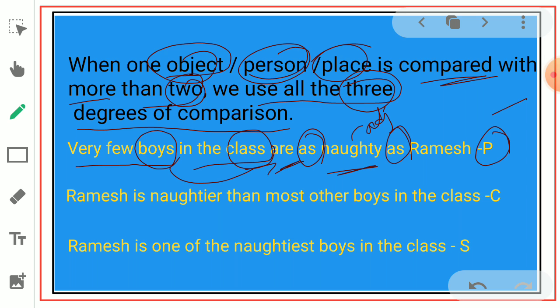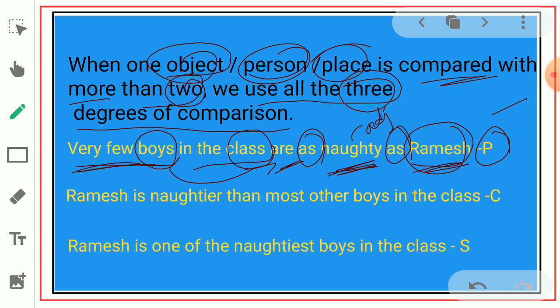Adjective is used in between as, got it? Ramesh, who is the person? In the classroom, Ramesh is a student, and his naughty quality is used to compare with very few boys. Keep in mind, how many boys are there in the class?